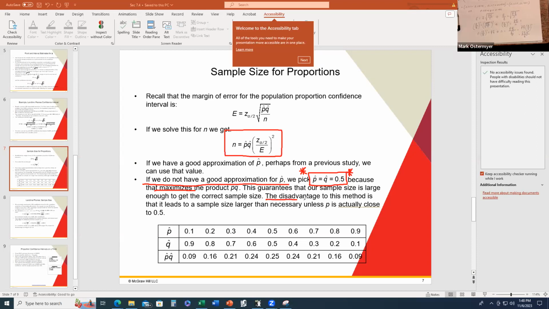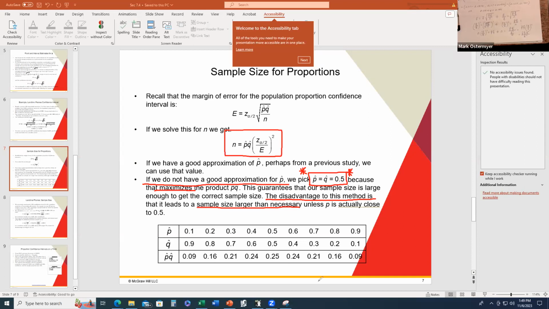The disadvantage of using 0.5 for P hat and Q hat, if we don't know what P hat is, is that our sample size oftentimes is inflated, where we don't necessarily have to use one as large as what we are computing. So if we do know P hat, it's always wise to use the sample proportion. But sometimes, like I said, you just don't have that luxury, in which case you just don't have any choice. But then you're going to have to just assign 0.5 to both P hat and Q hat.